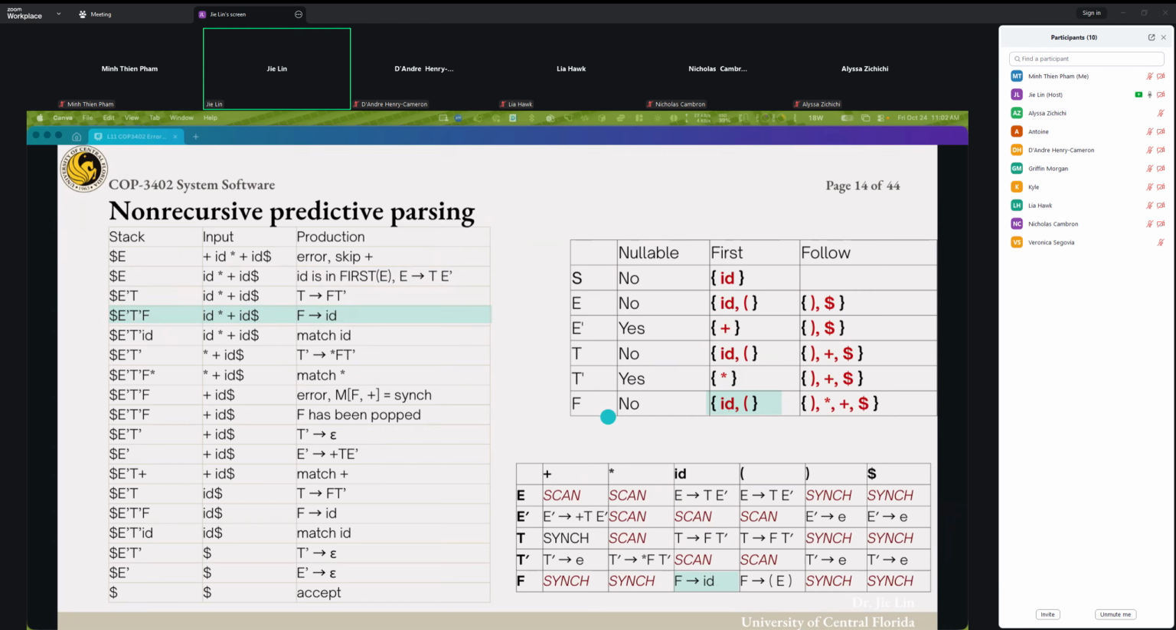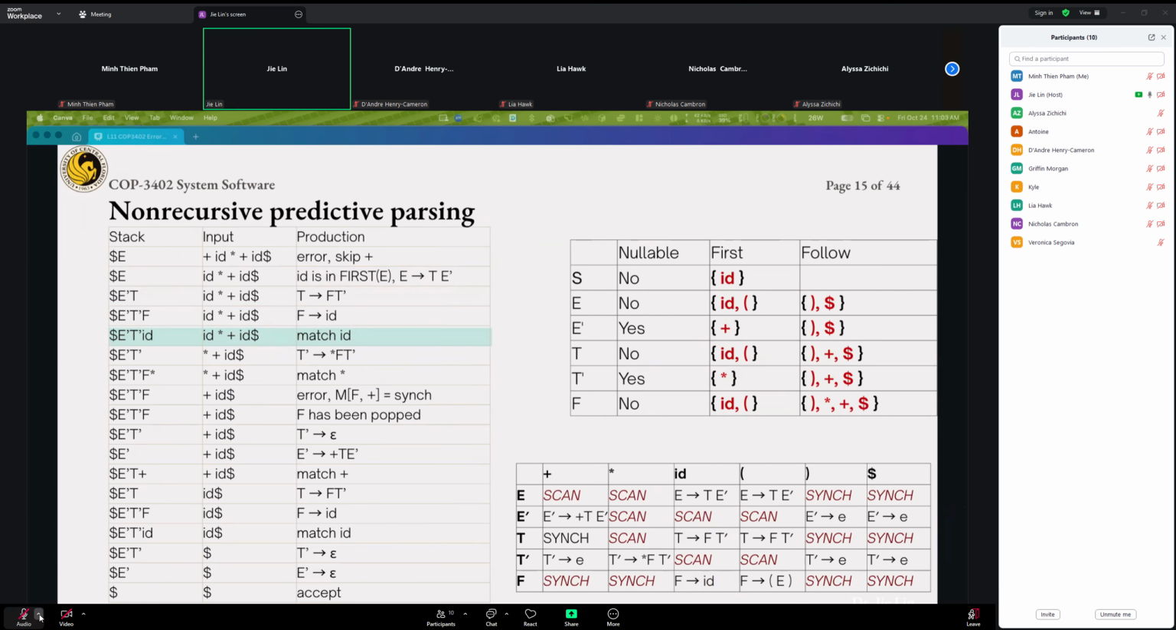Is ID in the first of F? Yes. Then what kind of production rule are we talking about? Here, F can expand into ID. So it means we can directly replace the F on the stack with ID. So now we have a matching ID. They are all terminal symbols. ID matches ID. It means we can pop the stack and advance to the next input.